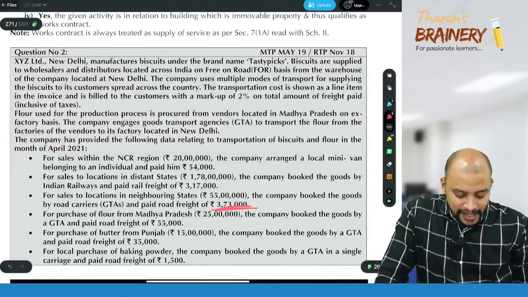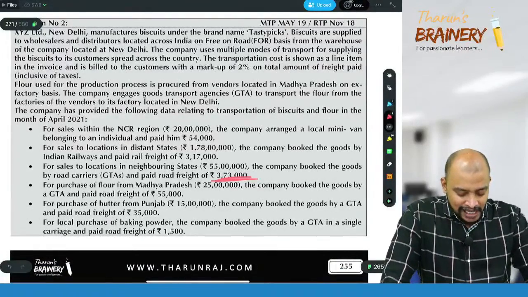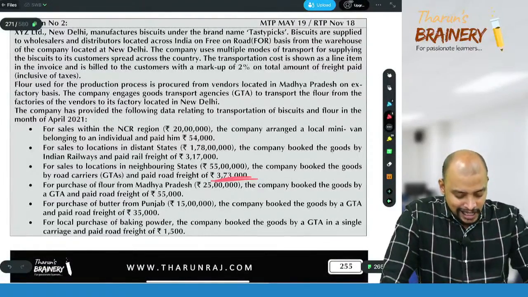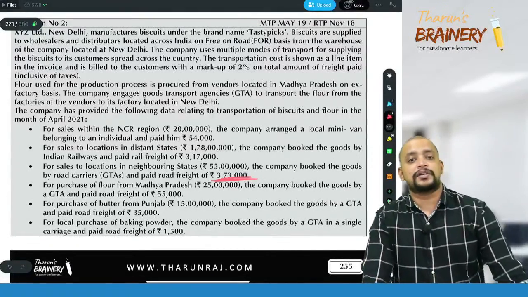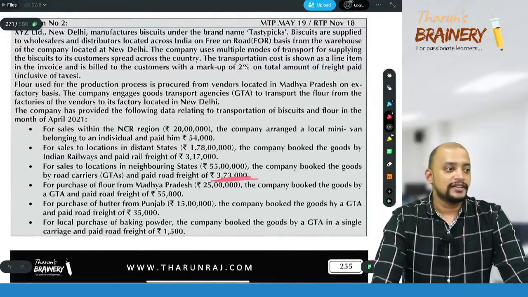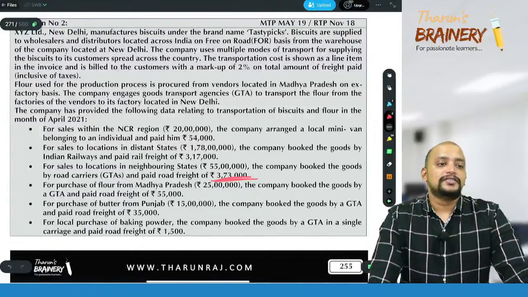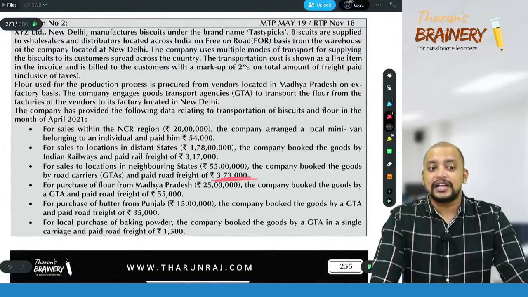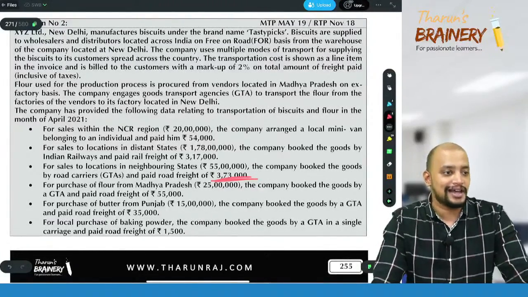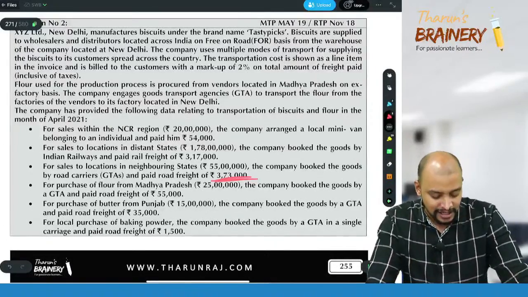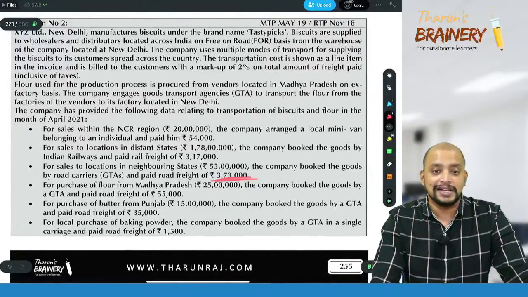Then for purchase of flour from Madhya Pradesh 25 lakhs, the company booked the GTA and paid road freight of 55,000. Whether that will be taxable or exempted? Why? Yes, notified. Food grains including flours and pulses, milk and salt, it will be coming there. Therefore, it will be exempted. That 55,000 will be exempted.